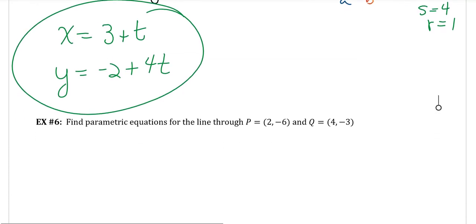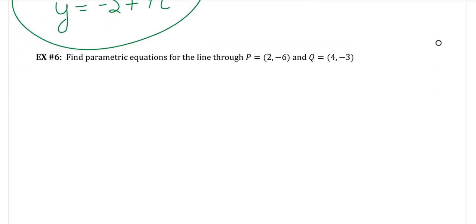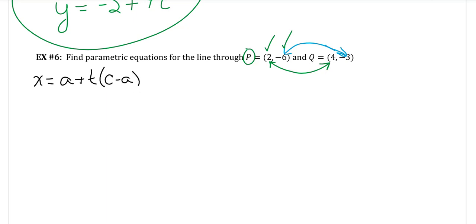Okay, so number 6 now, we have 2 points. And remember, you don't really have to memorize the equations. You just want to remember that whatever point you're starting from, P, these coordinates are going to be your intercepts, because that's your starting point. And the rate of change for each direction is going to be how far the distance is from the x's and also from the y's. That's going to be how you're going to get your s and your r. So just to write the little formulas down though, x equals a plus t times c minus a. And so we have everything we need to solve this.